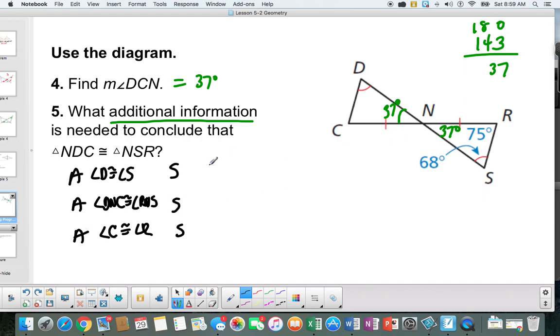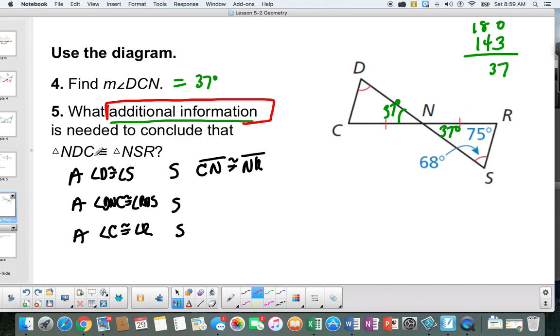We do have a pair of sides, which is CN congruent to NR. So this is all we have. We had some of this, we figured out some of it, and this is all we have so far. So what do we need? Well, we need 2 pairs of sides here. So that's the additional information that's needed.